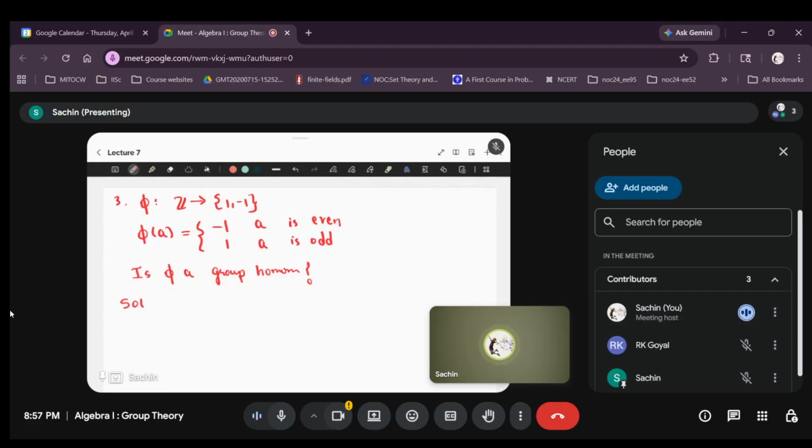To show that something is not true, simply a counterexample is enough. I can simply take any two even numbers. Their sum is even, so its image is minus 1, but phi of 2 times phi of 2 is minus 1 times minus 1, which is 1. It is not equal to phi of 2 plus 2. So it is not a homomorphism.